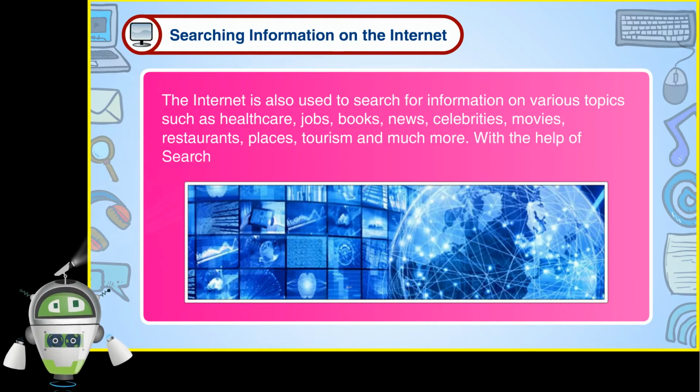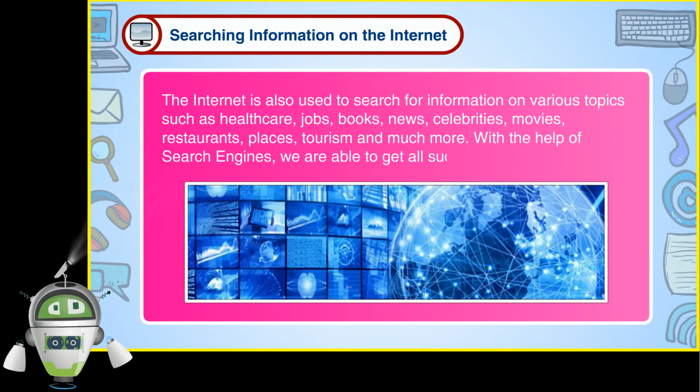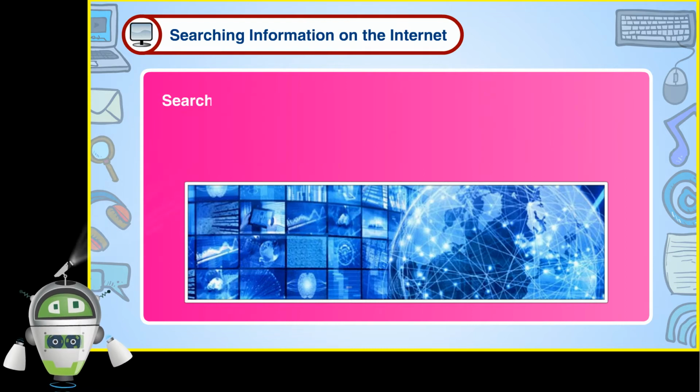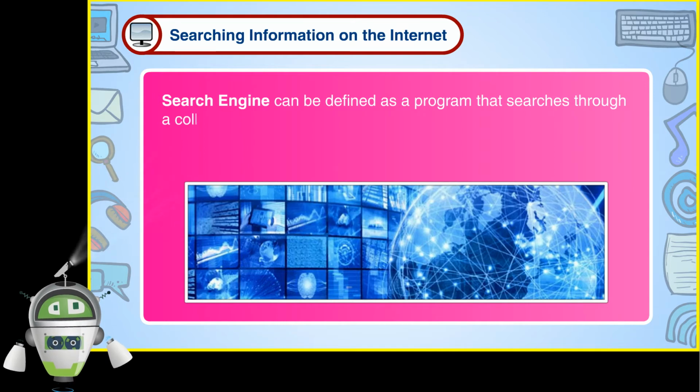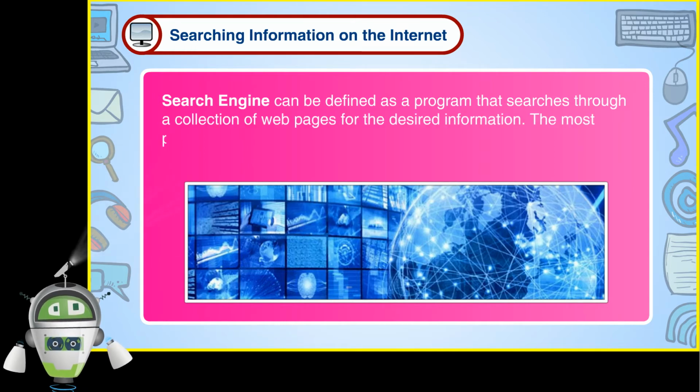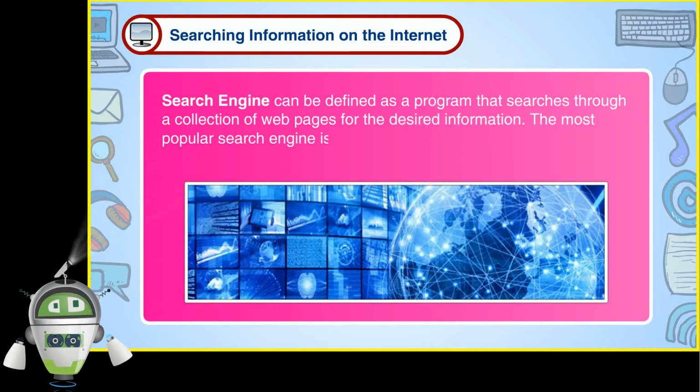With the help of search engines, we are able to get all such information. A search engine can be defined as a program that searches through a collection of web pages for the desired information. The most popular search engine is Google. Others are Yahoo Search, AOL, Bing, Ask, etc.